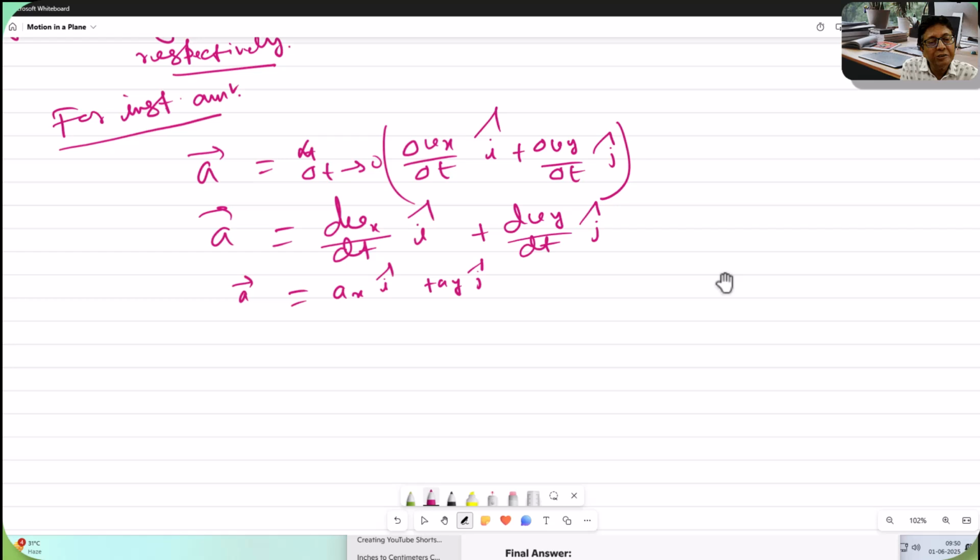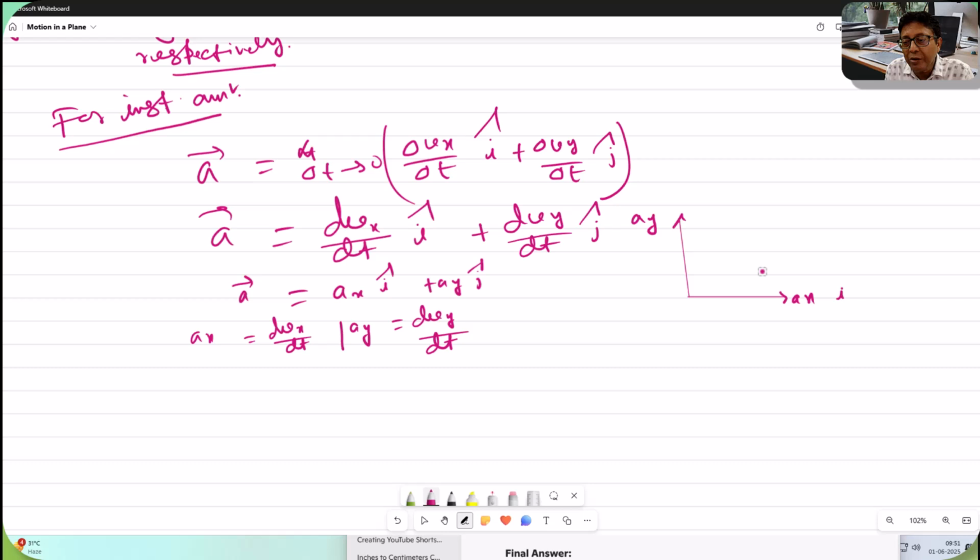What does ax stand for? Ax equal to dvx by dt, component along x-axis, ay equal to dvy by dt, that is component along y-axis. And by this method you can easily find the magnitude of acceleration and its direction.